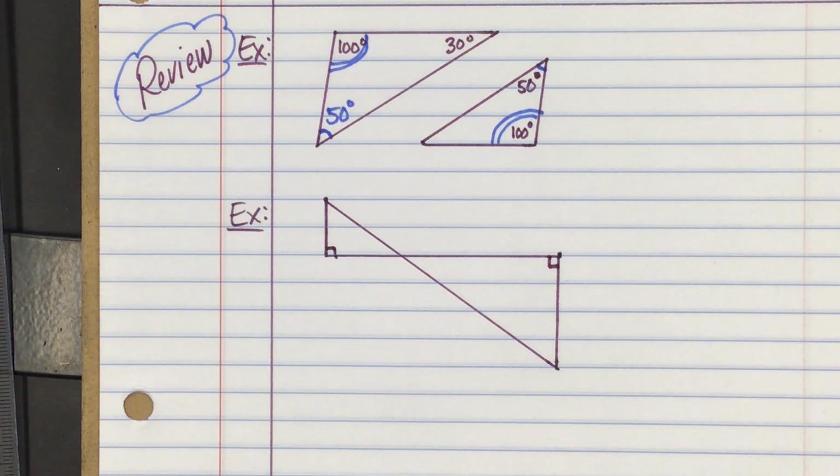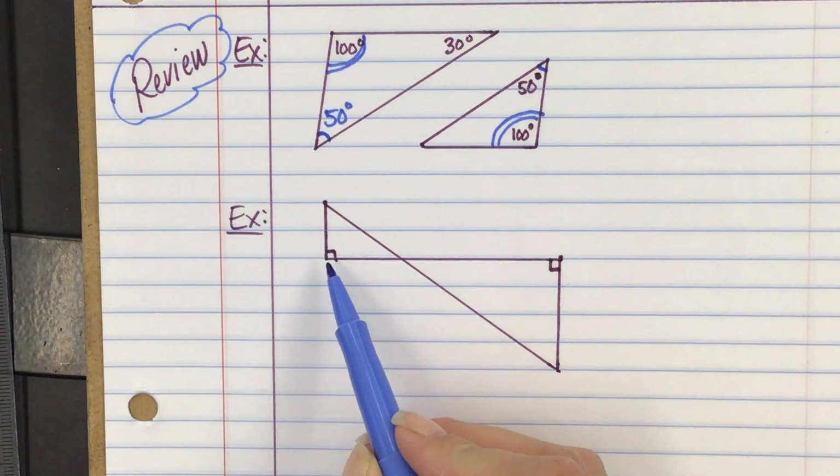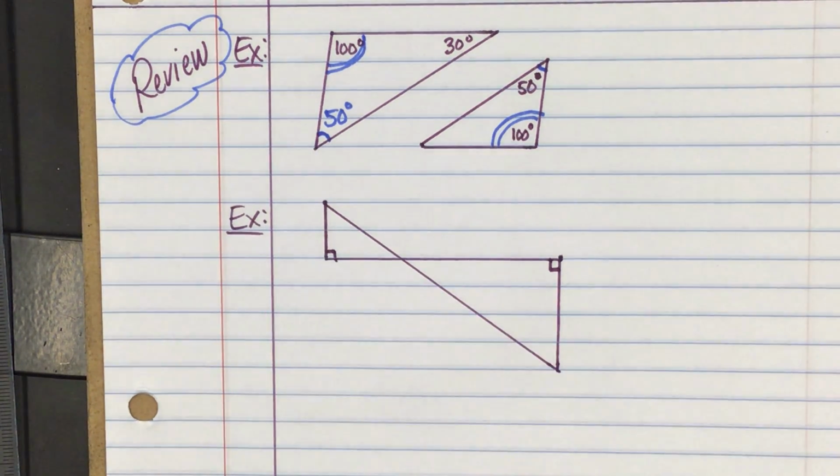Do we have enough information to tell if those two triangles are similar or not? Kareem, what two pieces of information do you have? Two of the angles are right angles. Yep. So these two are congruent to each other. Good. And then where the triangles connect, those are also congruent.